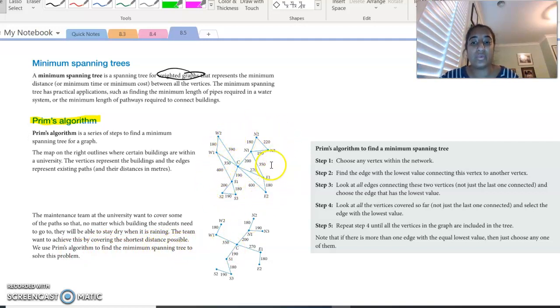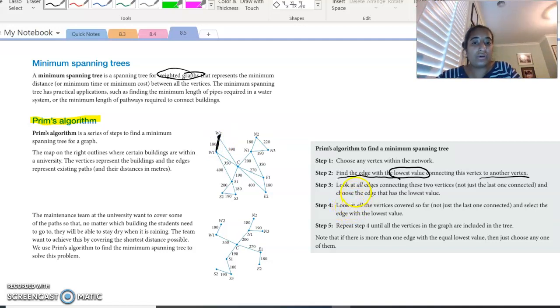Okay, so basically what we would do is, looking at our original network, which is up here, we would choose any vertex that we want to start at. So let's start, say, at this one here, W2. What we're going to do first is we're going to find the edge with the lowest value that connects the vertex that we've just chosen to another vertex. So if we look at this, the two edges coming off are 180 and 390. So the shortest one is 180. So I'm going to highlight that one.